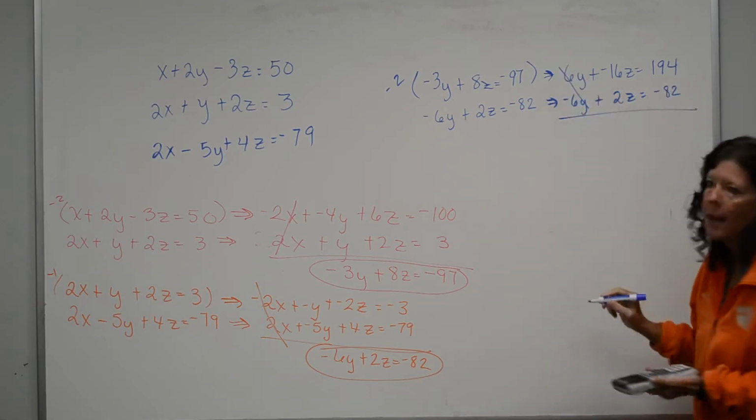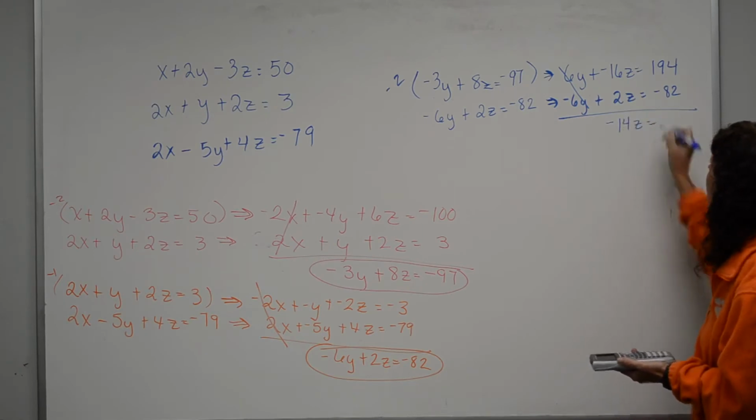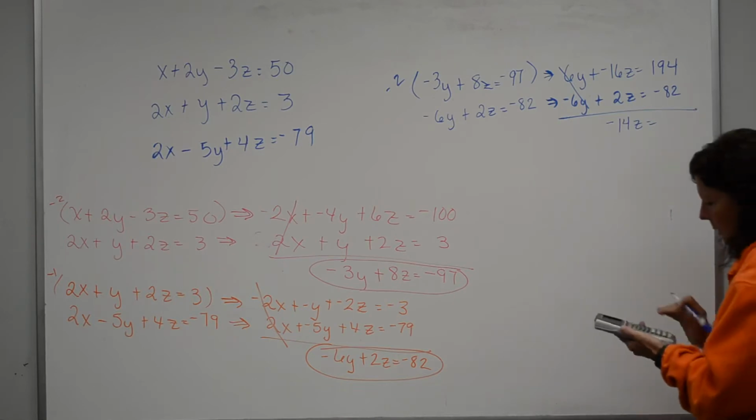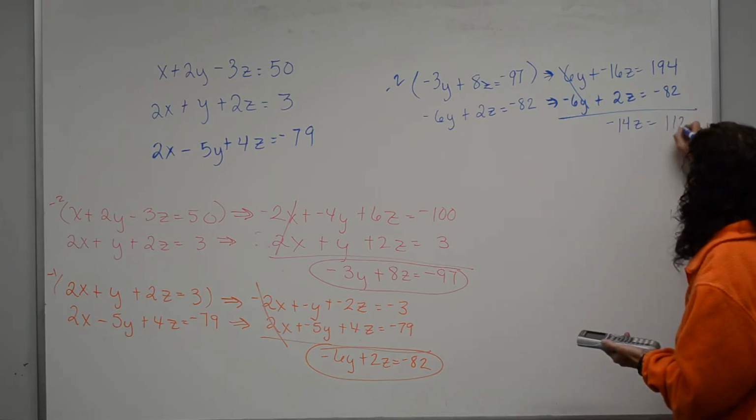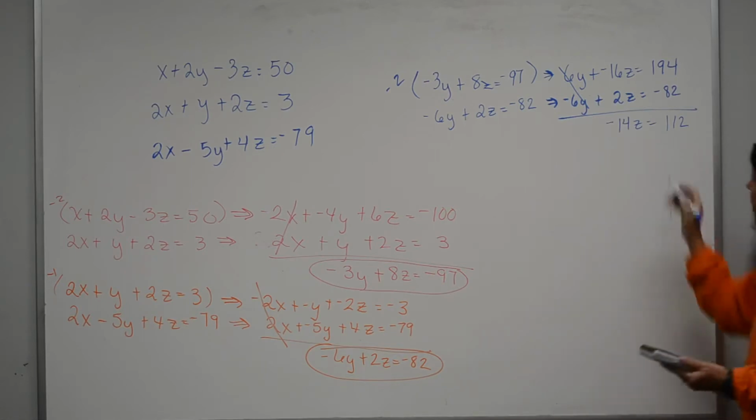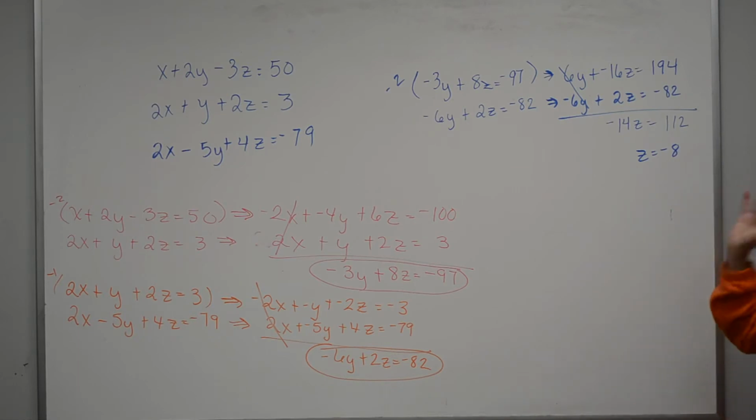When I add it, the y goes away. This is going to give me a negative 14z. Okay, then I have 194 minus 82. And that's going to give me 112, which I'm going to divide by my negative 14 to solve it. And I'm going to get z is equal to negative 8. I finally found a variable. Okay, so there's one thing I'm looking for.